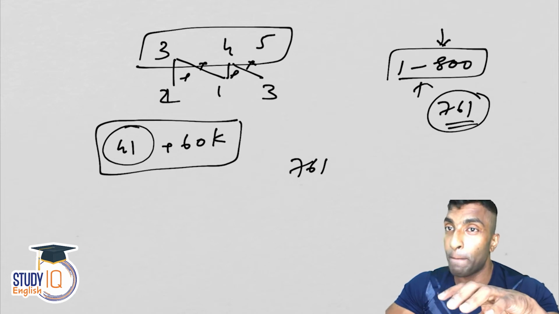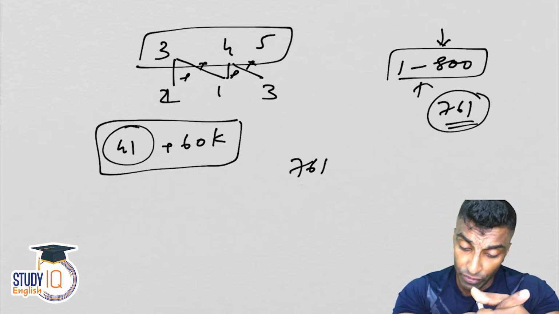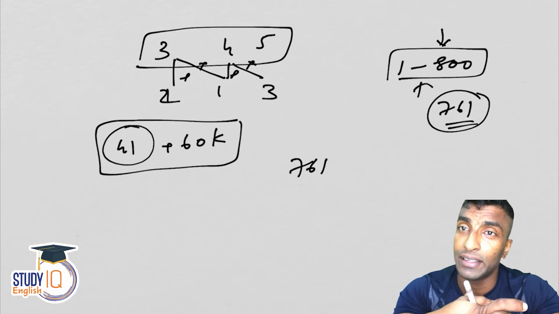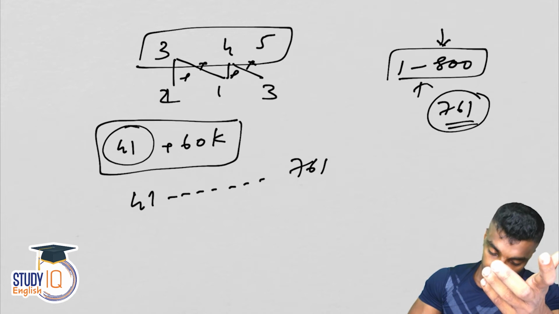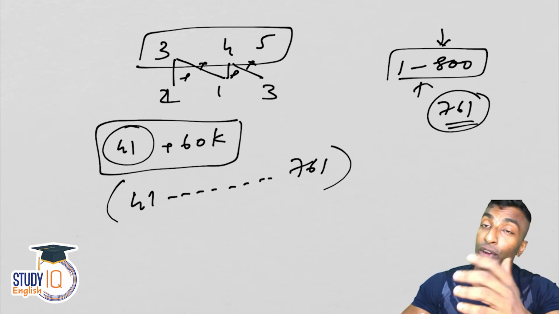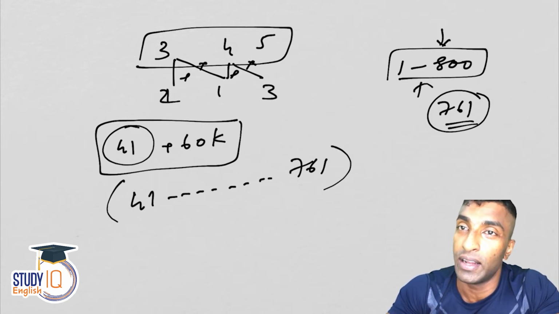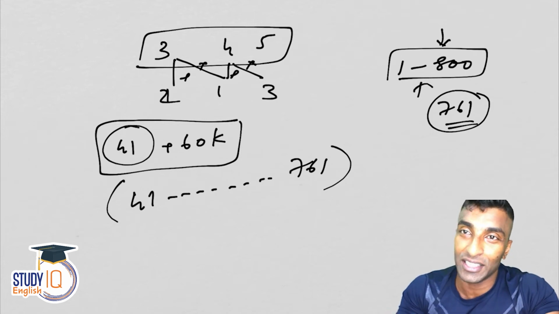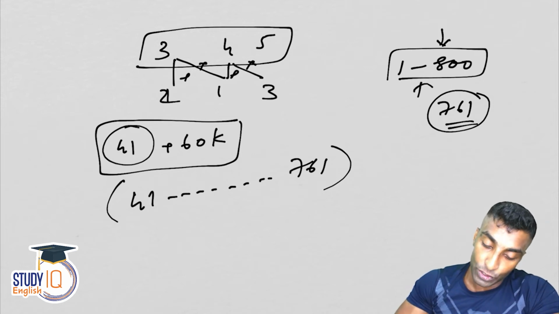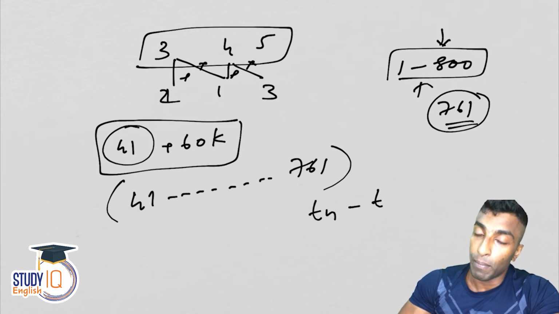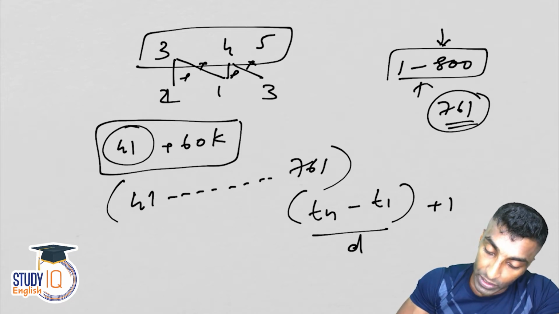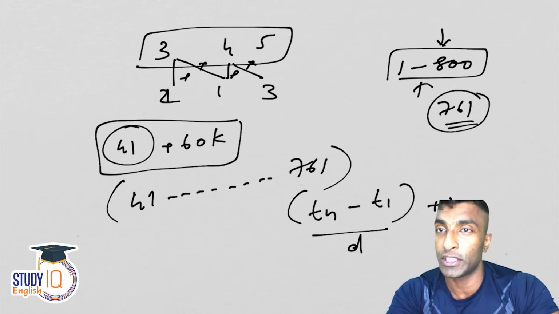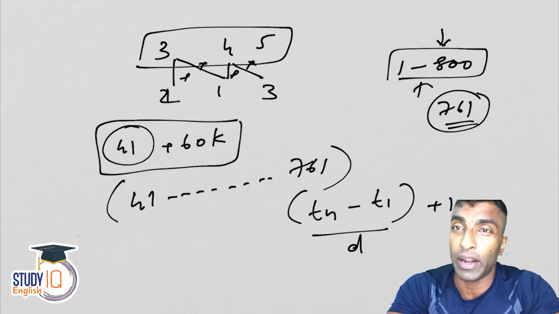So we are looking for less than 800. What is the last term? 761. So we got the first term 41, common difference 60, and the last term we are looking for is 761. How many such terms are there? We already know it is 13 because we have done that already. But how will I find it? It is just like this: Tn minus T1 divided by d plus 1, that is, the last minus first divided by the common difference, plus 1.